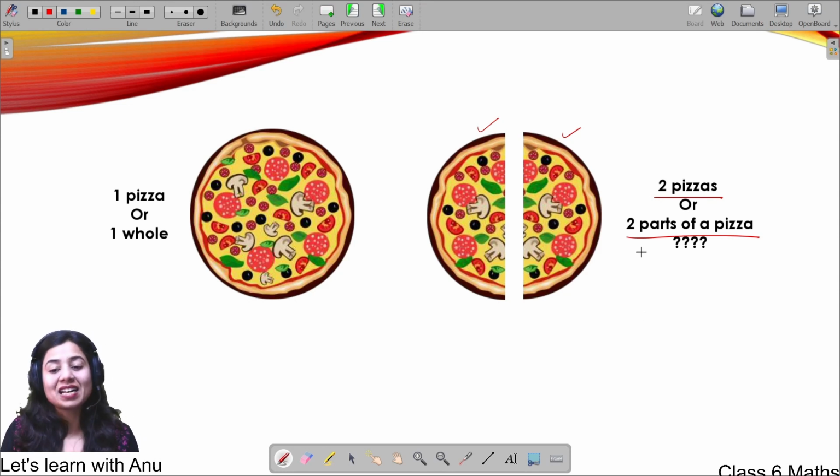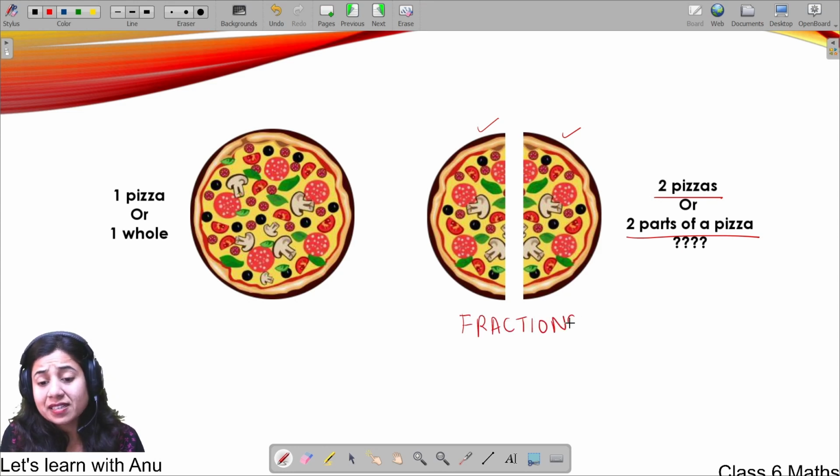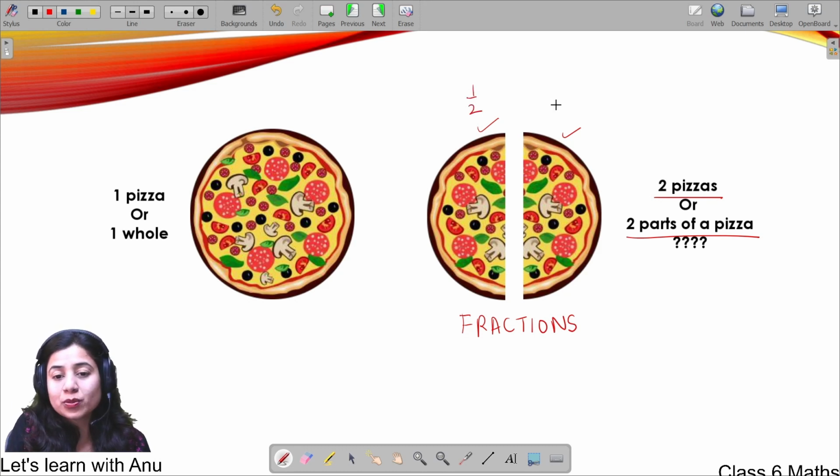Yes, class. The answer is these are two parts of a pizza, when I have sliced one whole pizza into two parts. So, we cannot use natural numbers, whole numbers, or integers to represent these two parts. What are we going to use, class? Fractions. So, we are going to use fractions. Basically, they are parts of a whole. So these are two parts which are represented as half.